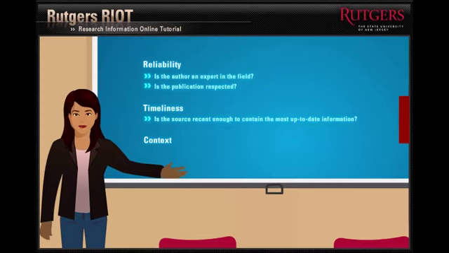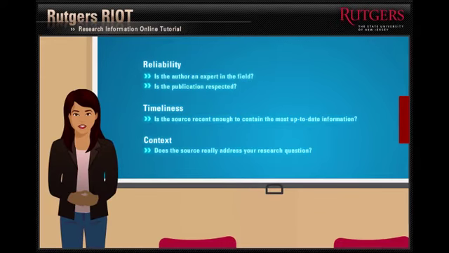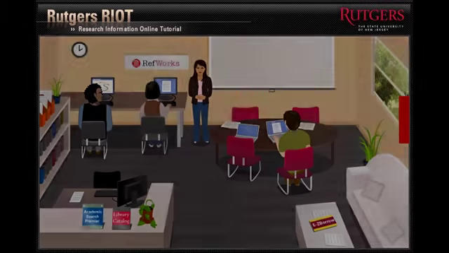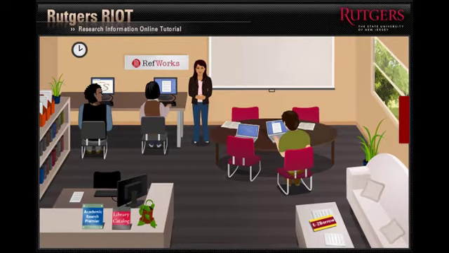Number 3. Context. Does the source really address your research question? Remember the limiters you selected in Module 1? If the source's time period, population, or geography does not match what you're researching, then you need to think twice before using it. Your students have found a few sources. Help them determine whether each one is appropriate for their research.